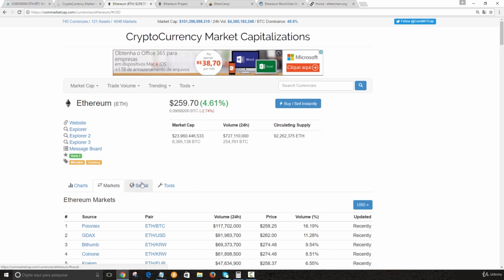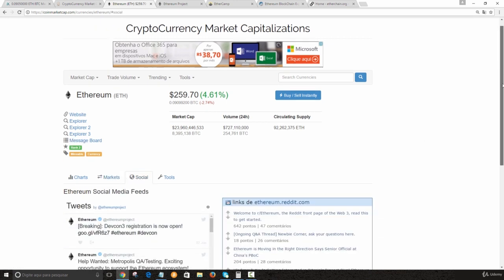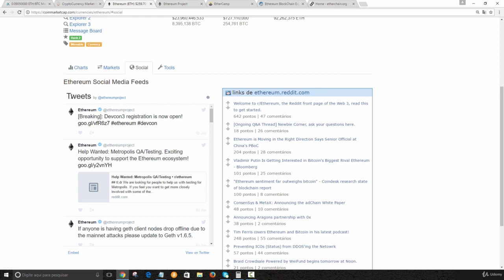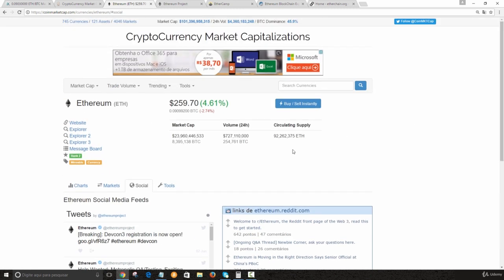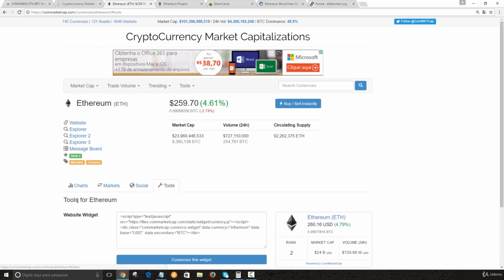Let's take a look at the next menu, social. When you click on the social tab, it will show you Ethereum's social media feeds. It will show you the most recent tweets and the Reddit community forum, the firsthand information. These are your greatest tools to analyze this market. Once you have this information, you can be in the right place at the right time. And this will allow you to purchase at the right time as well. And this will also provide you the best possible profit. Memorize all the important sources of information for the currency that you are investing in or intend to invest in.